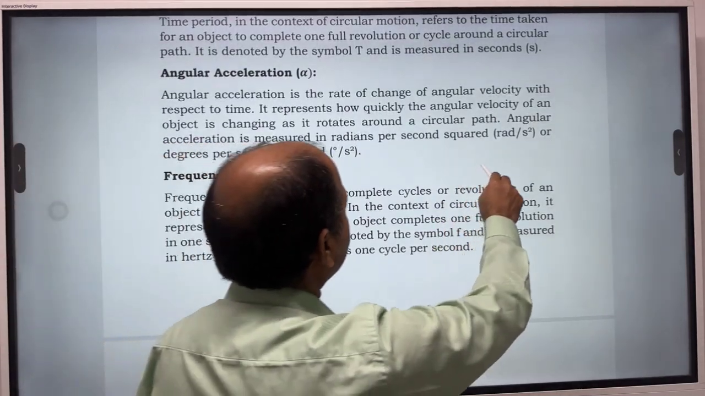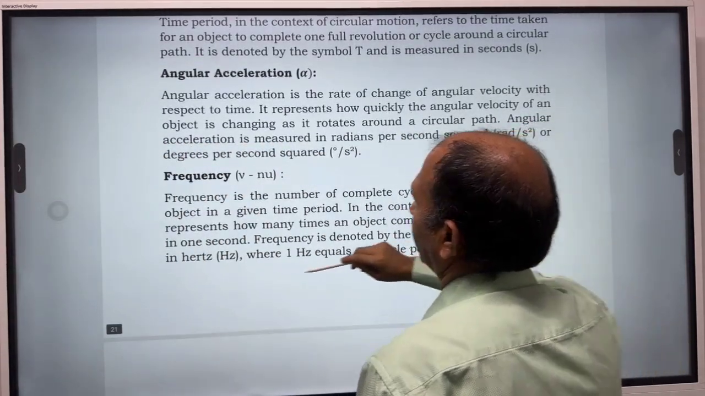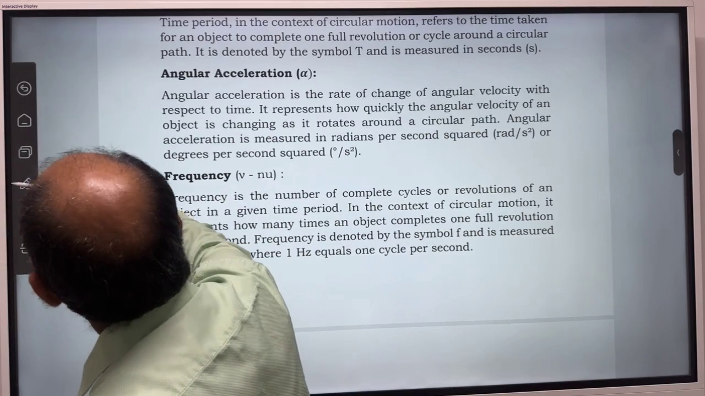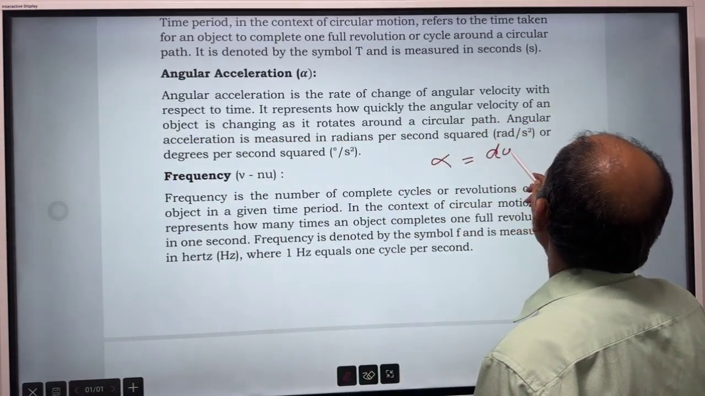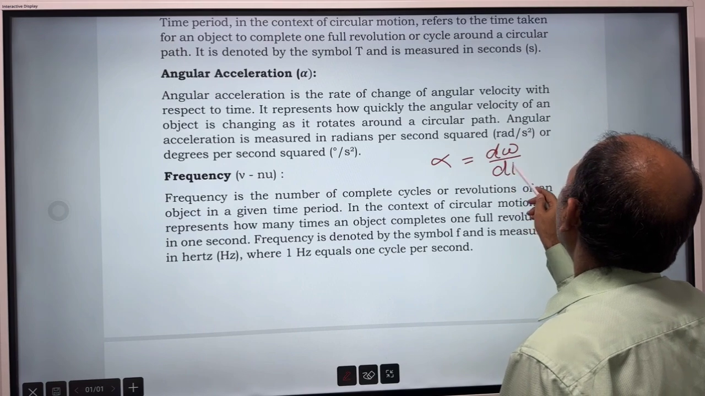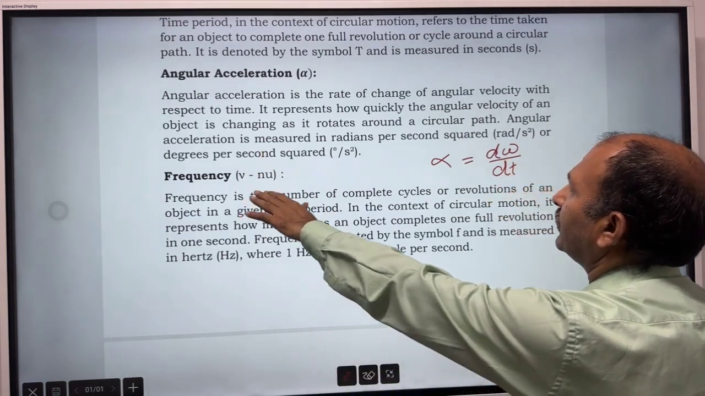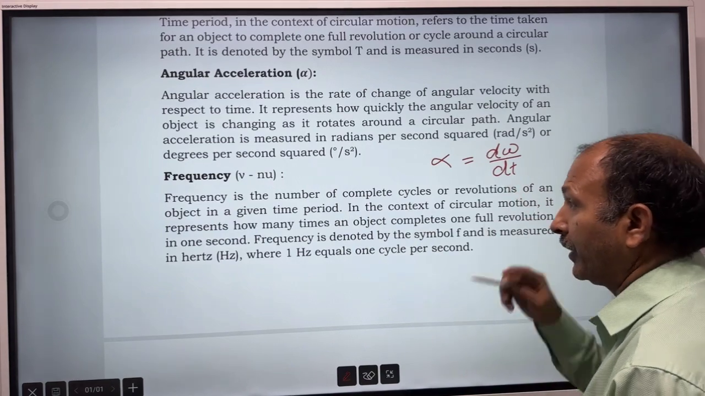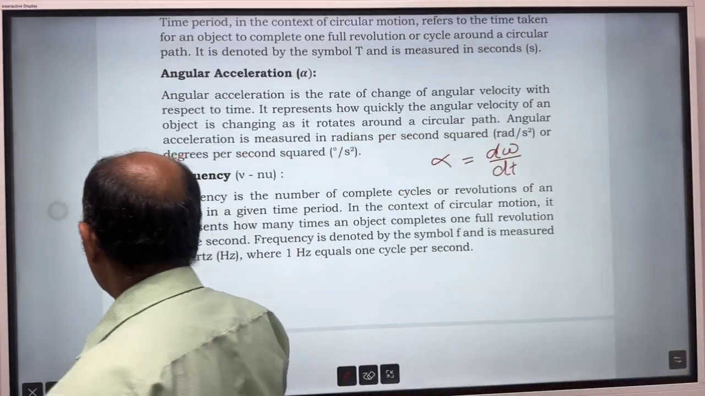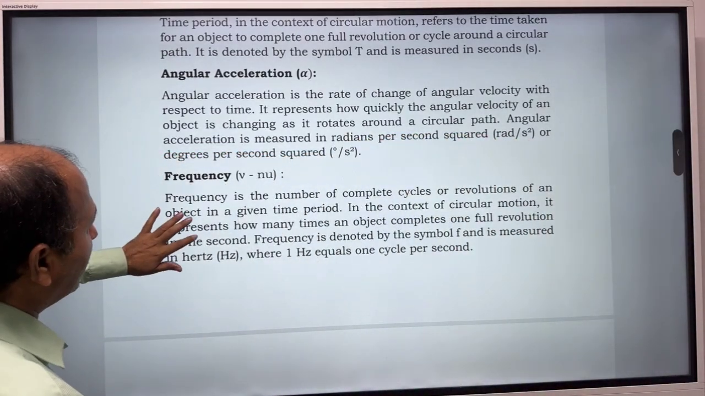So alpha will be equal to d omega by dt, and then we put units. So it will be radian per second square if you write the unit. Frequency, its unit is hertz.